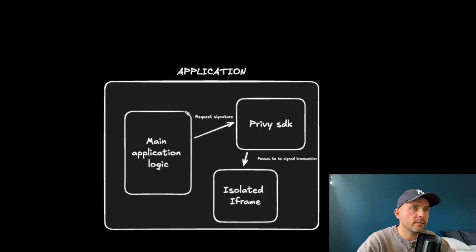In this case, the application makes a request to the embedded wallet or the Privy SDK, which is the same, to sign a transaction. The Privy SDK, in turn, then takes this transaction and passes it to what is referred to as an isolated iframe, which exists on a completely separate domain.